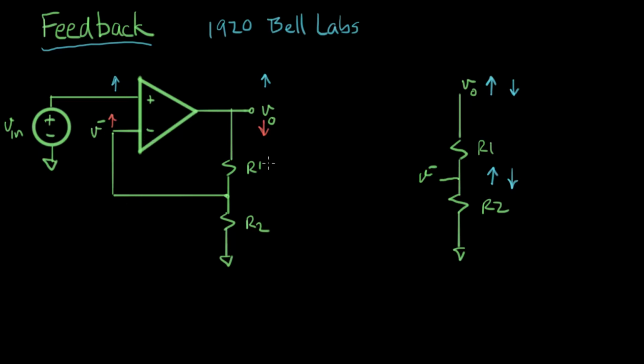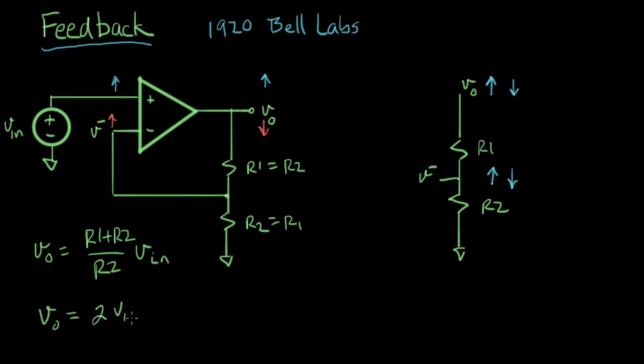So now let me set up just an example circuit. We'll set R1 equal to R2. And from the last video, we developed a gain expression, and we said that V out equals (R1 plus R2) over R2 times V in. And with these resistor values, V out equals 2 times V in.